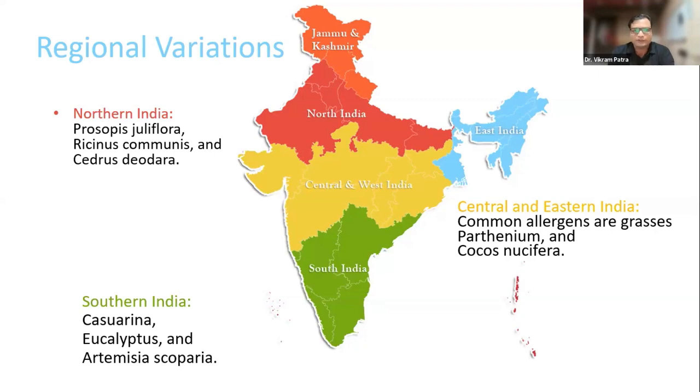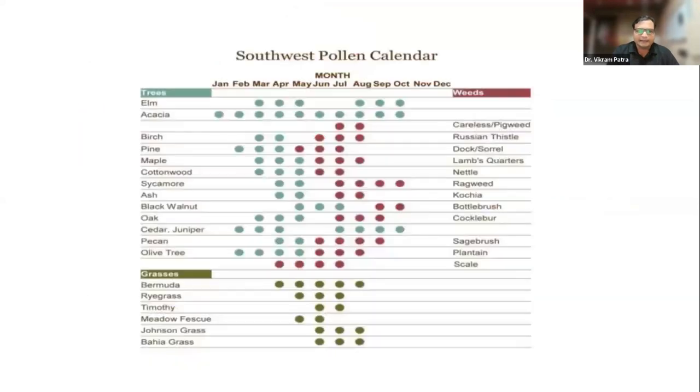So why do we need to know this? Whenever we are practicing as an allergist, we need to know the names of the native pollens, trees, weeds or grasses around our area, because we are going to get our patients from there. There is no point in checking pollens which are not available in our area. So we have to have geographical knowledge about the pollens in our area.